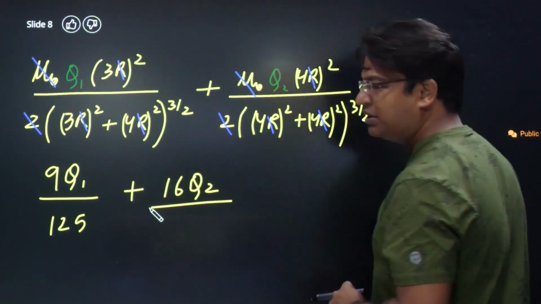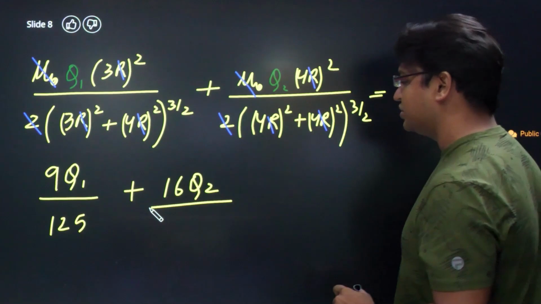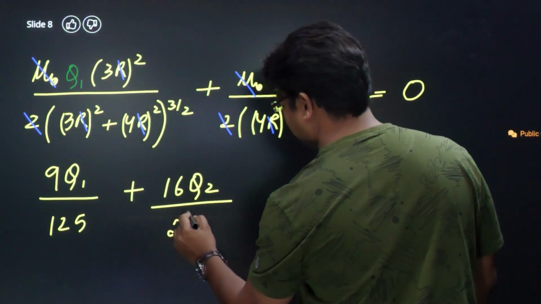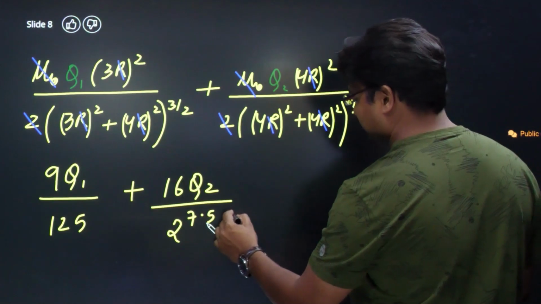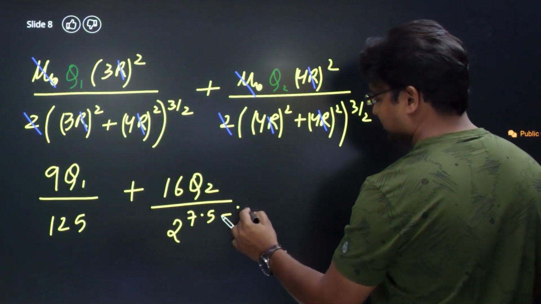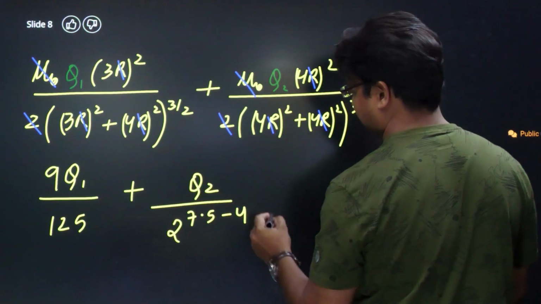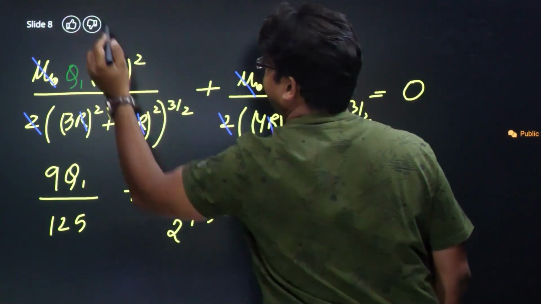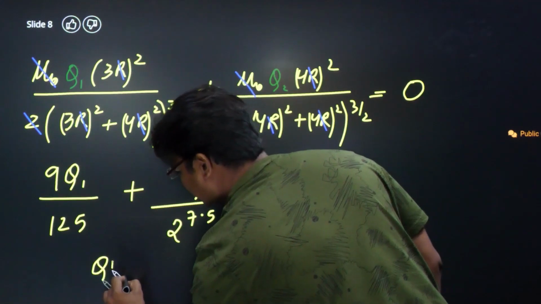So 32 can be written as 2 raised to power 5. 2 raised to power 5 into 3 by 2. That's 2 raised to power 7.5. So 2 raised to power 7.5 is what we are getting. In fact, we can adjust this 16 also. 16 is 2 raised to power 4. So I'll subtract 4 from here and I'll get rid of this 16. So this equal to 0 is what we are getting. We want to know the ratio of Q1 by Q2.